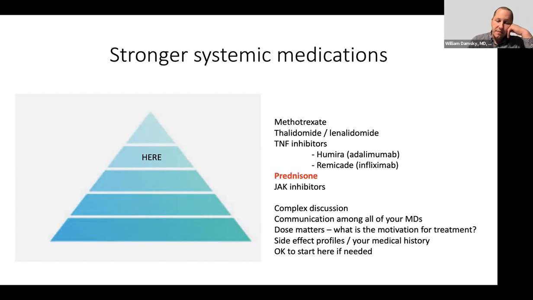Towards the top of the pyramid are stronger medications that work from the inside out. Some of these may look familiar, some may not. Methotrexate, thalidomide, TNF-alpha inhibitors, prednisone. In general, I put prednisone in red because it's a medication that so many patients with sarcoidosis are familiar with. We don't use it that much in dermatology because we find that patients may improve in the short term, but in the long term, when we stop the medicine, the rash may just come back.